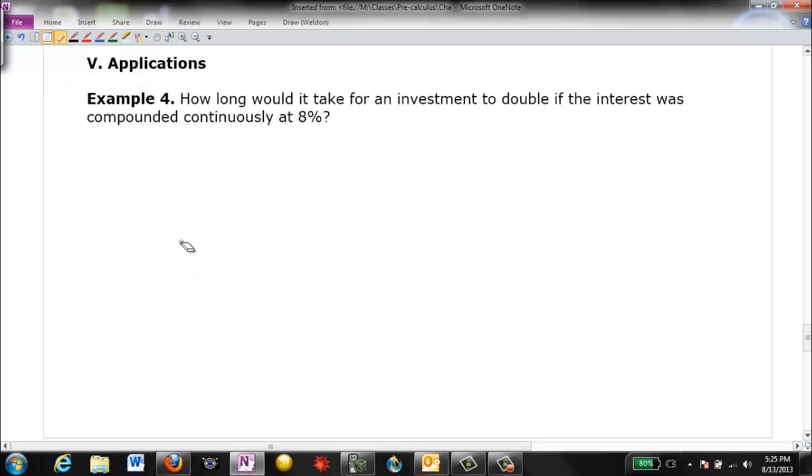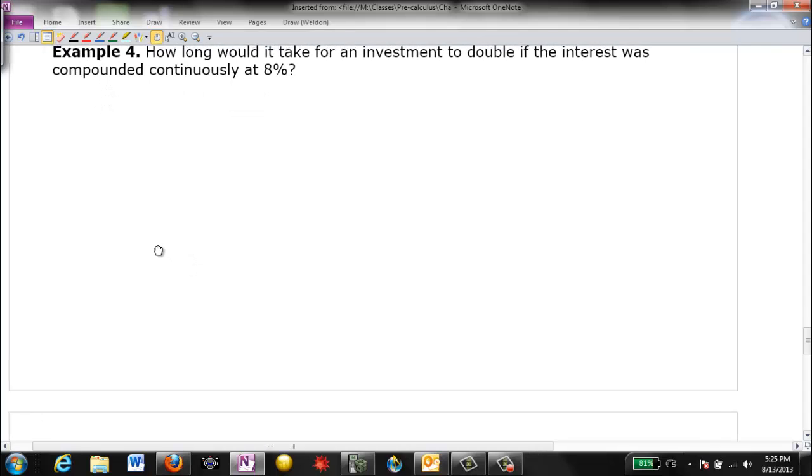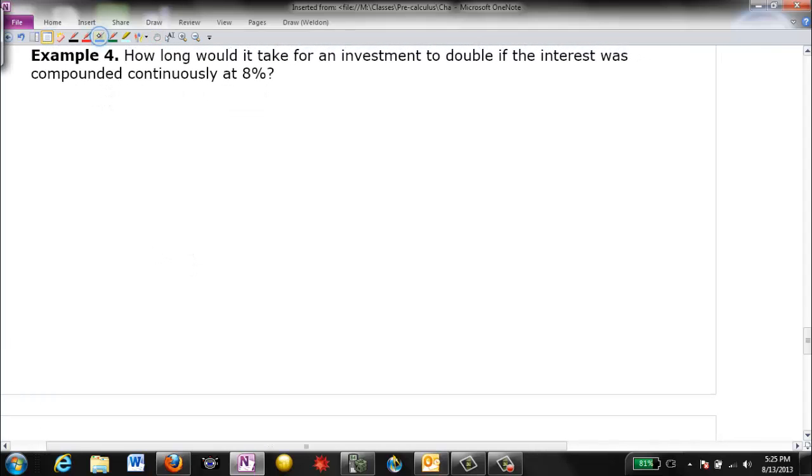It's a compound interest problem. So we're going to need to recall some of those formulas that we talked about in section 3.1. So there were the compound interest formulas that we developed there. The first thing I noticed in this problem, let's just read it. It says, how long would it take for an investment to double if the interest was compounded continuously at 8%?